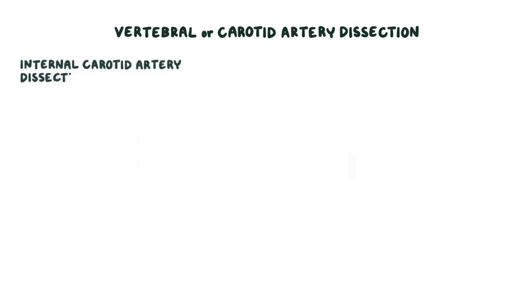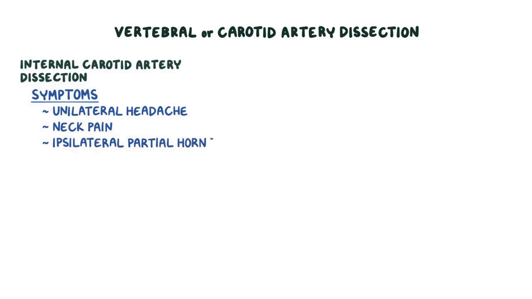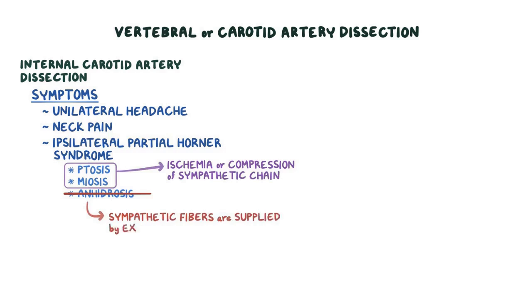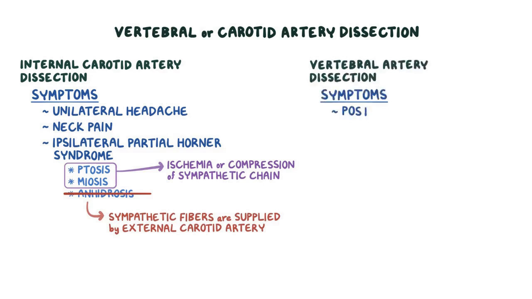Internal carotid artery dissection usually presents with unilateral headache, neck pain, and ipsilateral partial Horner syndrome, which includes ptosis, miosis, but no anhidrosis. This occurs due to ischemia or compression of the sympathetic chain running along the cervical vertebrae. Facial sweating is preserved because those sympathetic fibers run along and are supplied by the external carotid artery, not the internal carotid artery. On the other hand, vertebral artery dissection presents with signs of posterior circulation ischemia, such as ataxia, diplopia, or vertigo.